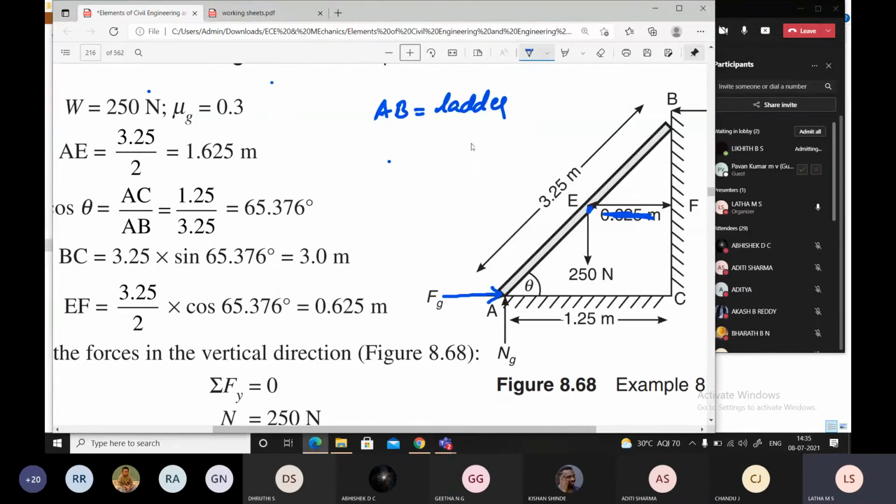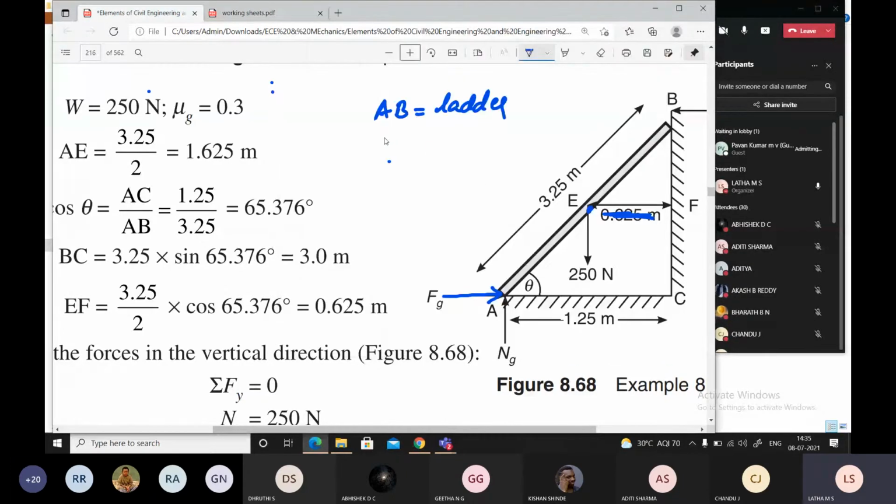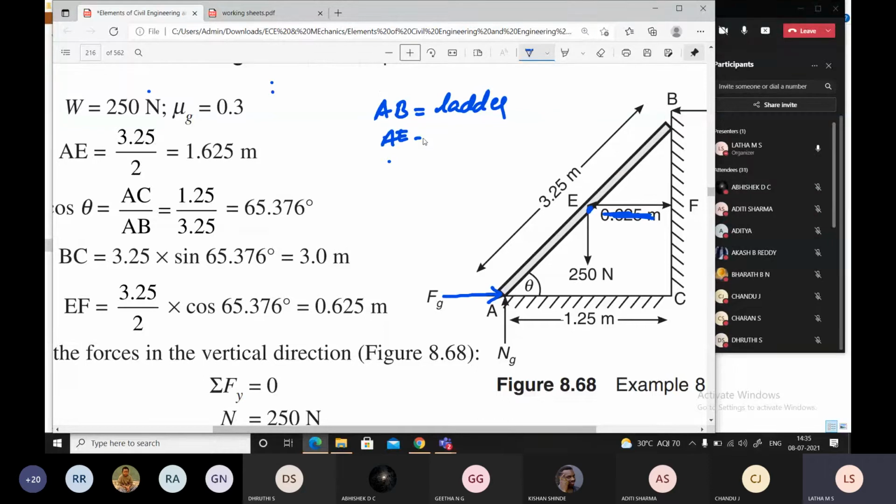What is AE? Half of the ladder. AE is nothing but half of the ladder, which is equal to EB. Correct? Yes or no? So how to calculate AE and EB? It is nothing but AB divided by 2, half of it. Okay. So what is AB?